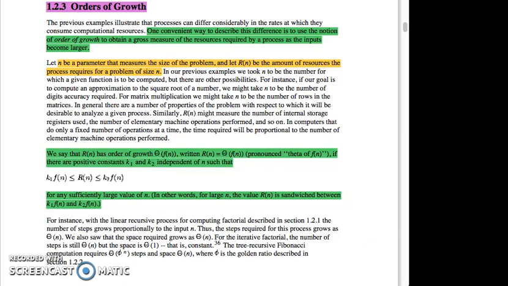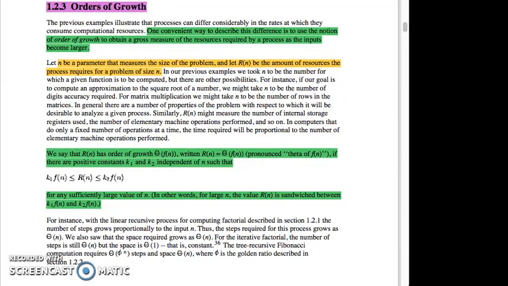1.2.3 Orders of Growth. The previous examples illustrate that processes can differ considerably in the rates at which they consume computational resources. One convenient way to describe this difference is to use the notion of order of growth to obtain a gross measure of the resources required by a process as the inputs become larger.